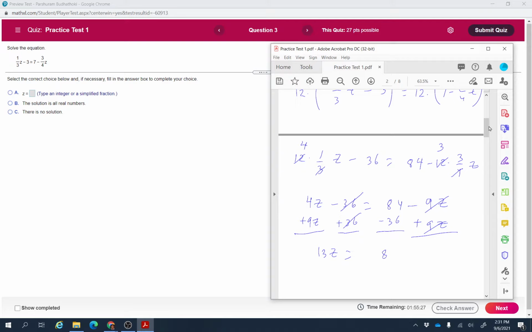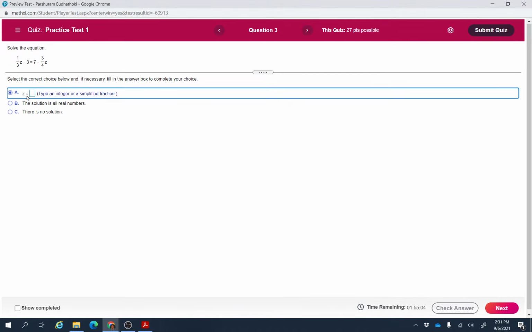So 48, right? Okay, yeah. And after that just divide both sides by 13. So z is 48 divided by 13. So yes, that's the simplified form. 48 divided by 13.